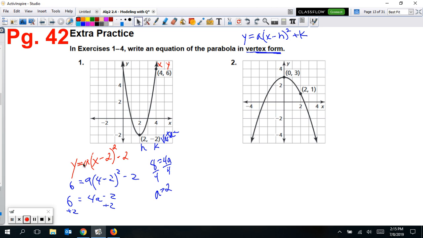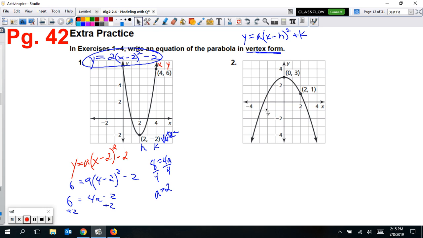So we're going to replace the a that's right here with the number 2, and there will be our answer. I put it up on top here. Y equals 2 times x minus 2 squared minus 2. That's in our vertex form. Go ahead and pause the video now and try doing number 2. See if you can get the answer.